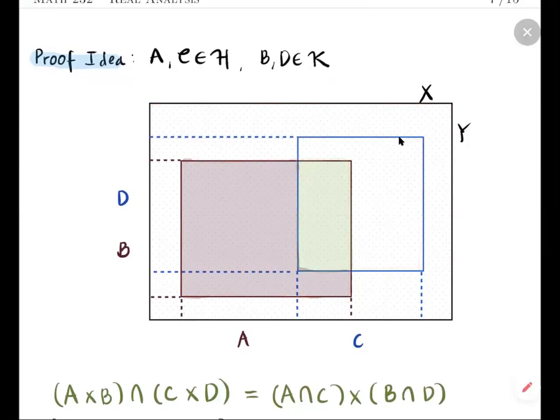Well, one can check that the intersection of these two rectangles is given by the intersection of the first components, A and C. In this case, this is this region, and the intersection of the second components, B and D, which is this portion here. Hence, the Cartesian product would be this shaded region here in green. Okay. Since H is a semi-ring, it is closed under intersection, so this must be in H, since A and C are in H, and this must be in K, since B and D are in K.